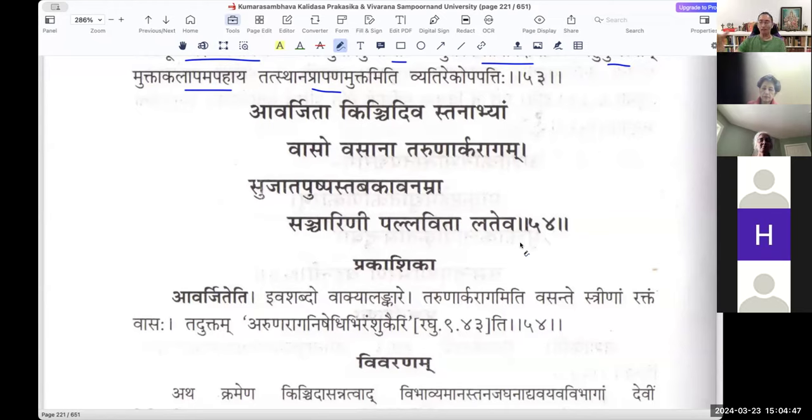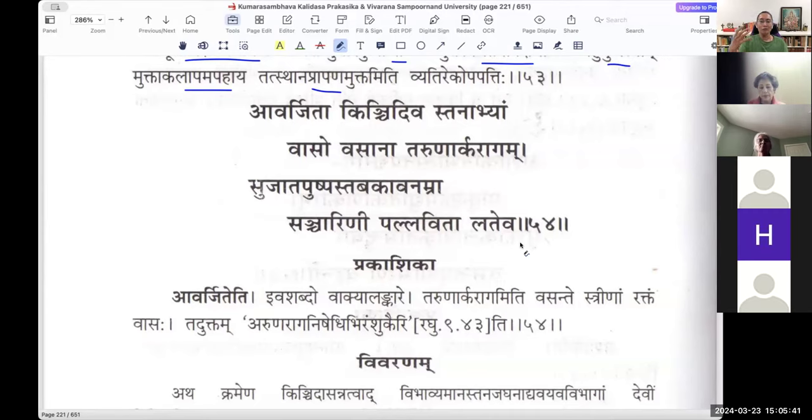She was looking like a creeper that was walking. Sujata pushpastabaka avanamra sancharini pallavita lateva. Pallavita lata, a creeper which had just given out sprouts, and it has flowers which are full. Now that the spring season is here, we know that the flowers come out. You see the small sprouts trying to come out, but before they can, the flowers come, and then the leaves slowly show their face. When the new leaves have started coming in, the flowers would be full in the creeper. So she would be slowly staggering down, or stooping down, because of the weight of the flowers.